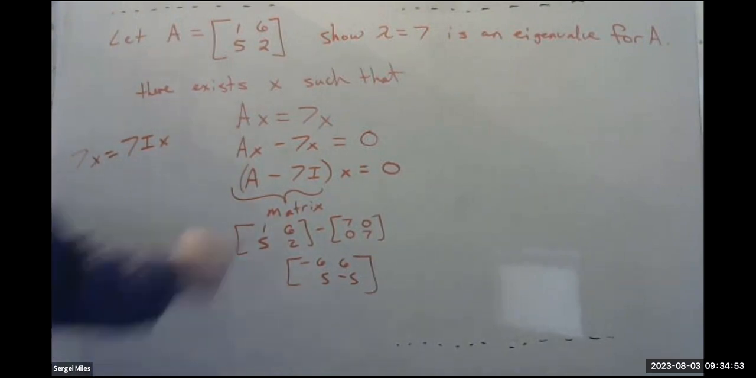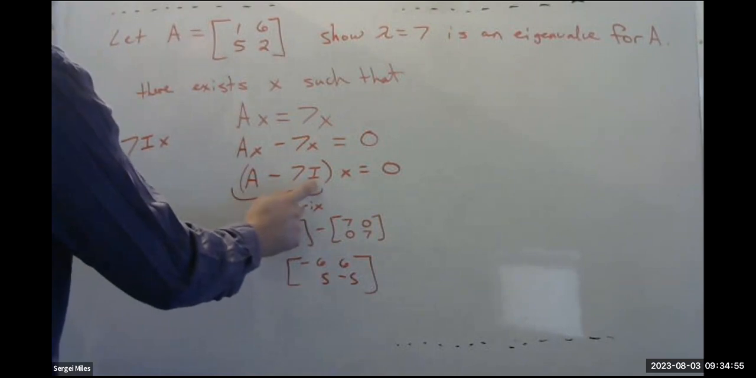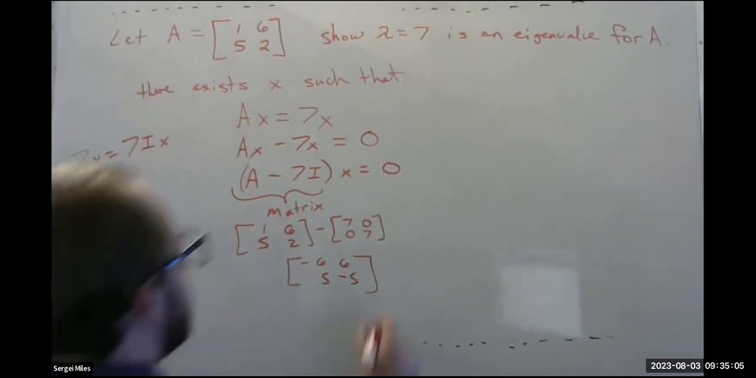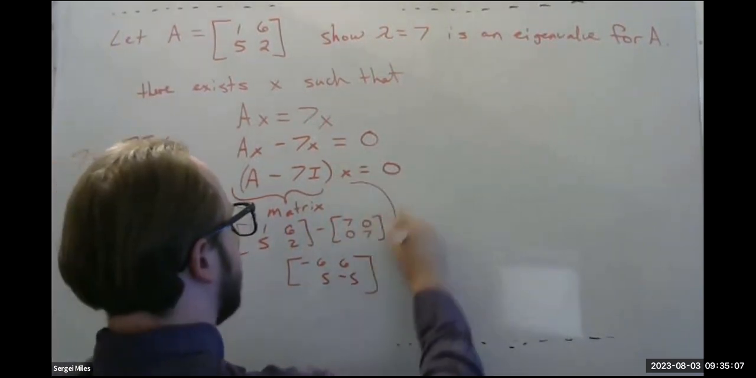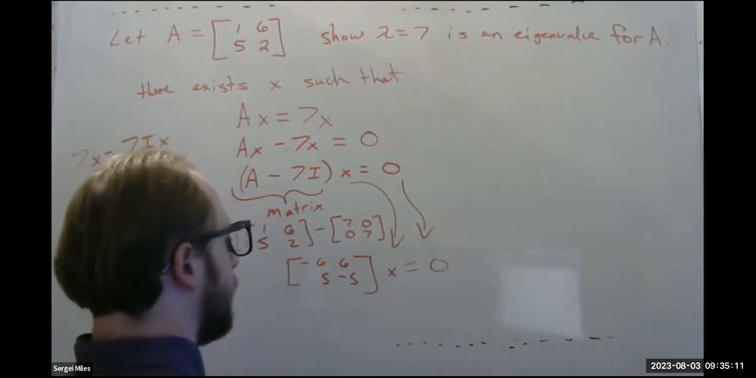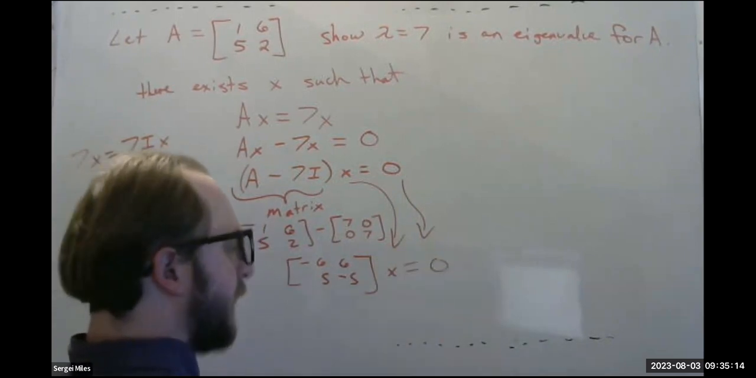So if I'm trying to subtract 7 from a matrix, I really do need this I here, because then it's a matrix minus a matrix, and that we know how to do, right? Okay, so I have this matrix. Now let me bring down the rest. Times x is supposed to equal 0. How do I solve for x?